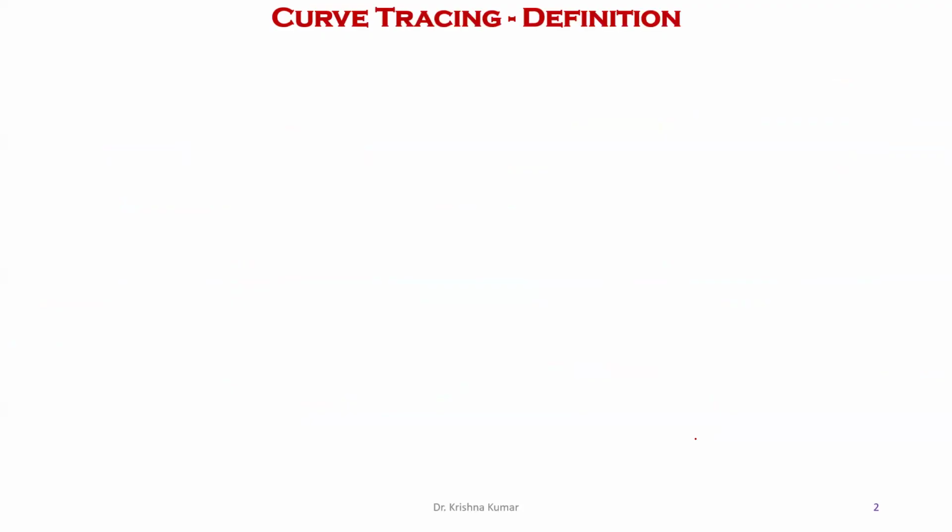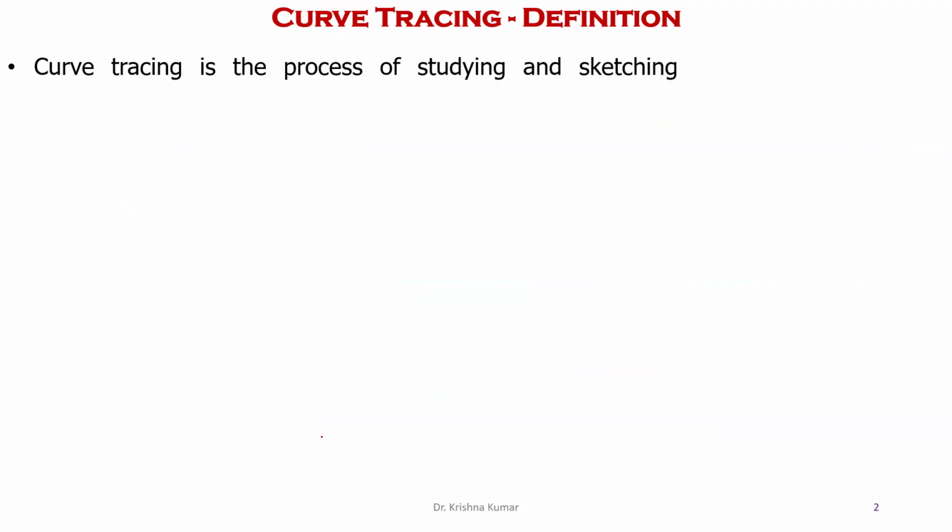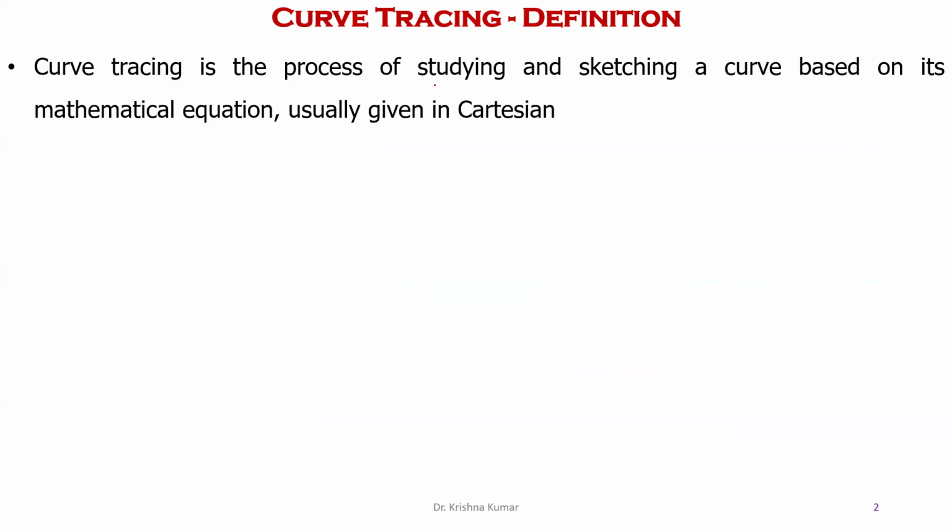Let us try to define what is the meaning of curve tracing. Curve tracing is the process of studying and sketching a curve based on its mathematical equation, usually given in Cartesian, polar, or parametric form. This is a process. Curve tracing is the process of studying and sketching a curve based on the mathematical equations, and that equation may be either Cartesian equation, polar equation, or parametric equation.